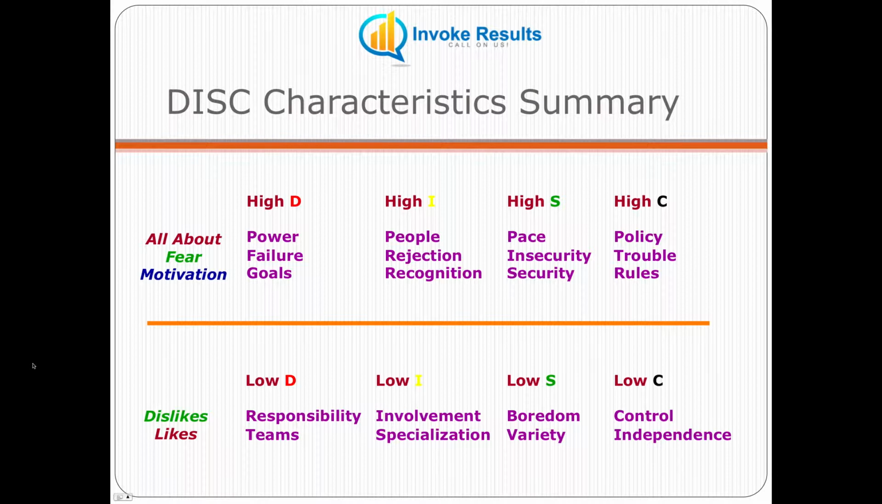And then finally, the high compliance, high C. High C is all about policy. And they're motivated by having rules about. They're somewhat of a perfectionist. And their fear is trouble, so they don't like a lot of conflict. So their preference is not to be in a role where there is a lot of conflict.